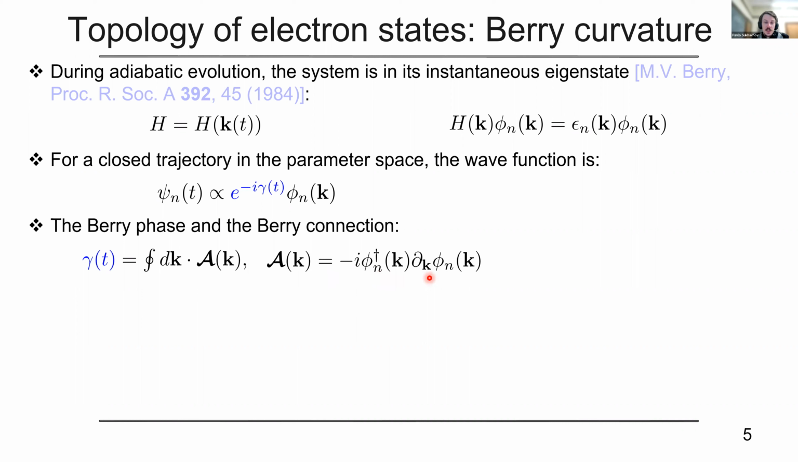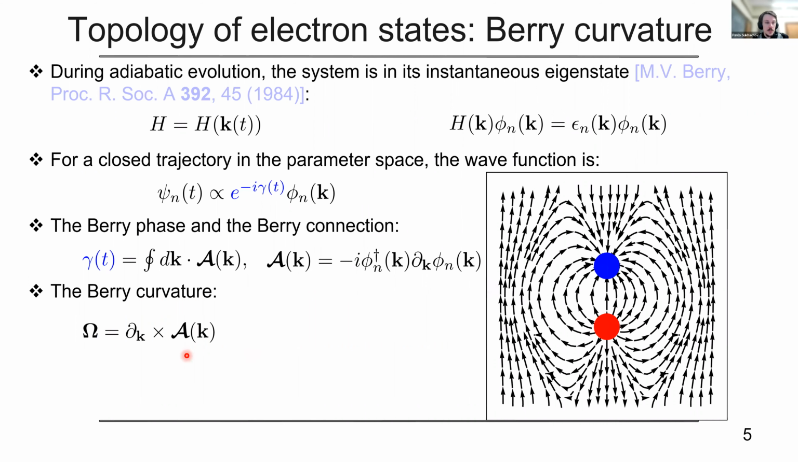This Berry connection, if one takes a look, is non-gauge invariant, which means that one can add a full derivative to this quantity. And therefore, it's somewhat reminiscent of the vector potential in electromagnetism, in the case of Maxwell equations, for example, where the vector potential is also non-gauge invariant. By using this analogy, we can introduce a gauge invariant quantity, which is known as the Berry curvature. Berry curvature will be the curl of this Berry connection. It's a completely observable gauge invariant quantity.